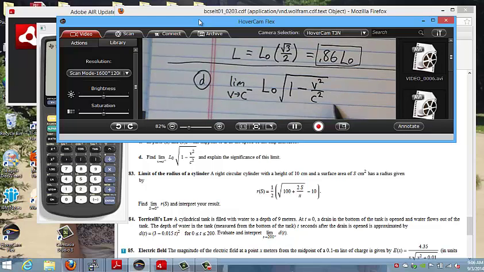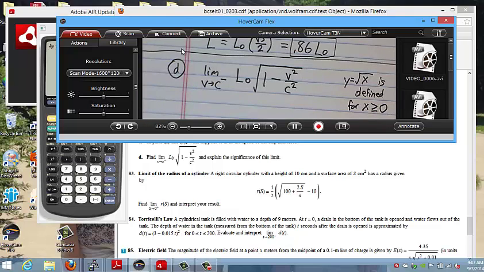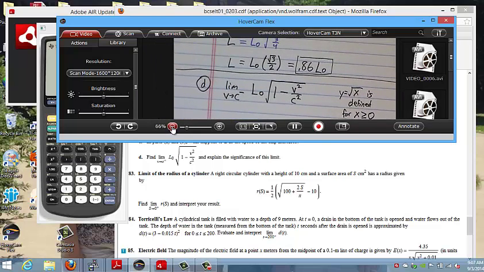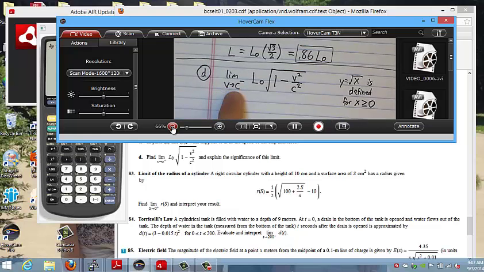Now, do you guys know anything about the square root function? Y equals square root of x is defined for x greater than or equal to 0, right? Isn't that true? It is. And so, as long as that's true, I just have to check, as I put in values near c, am I going to stay bigger than 0? Well, I am, because I'm not really putting in c. I'm putting in a number slightly smaller than c.